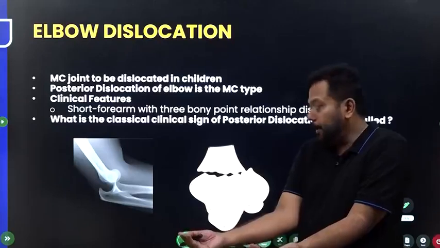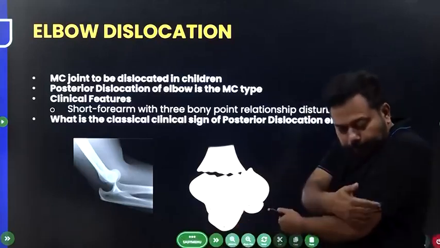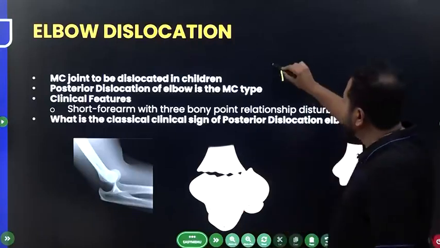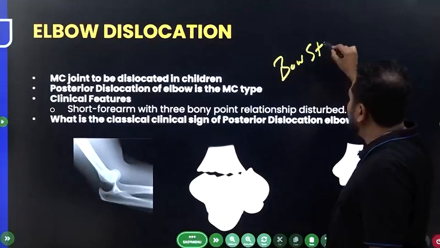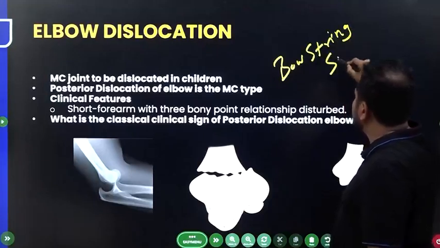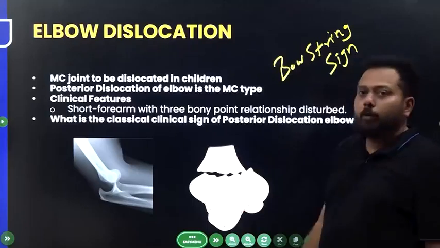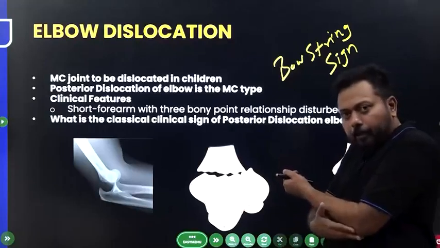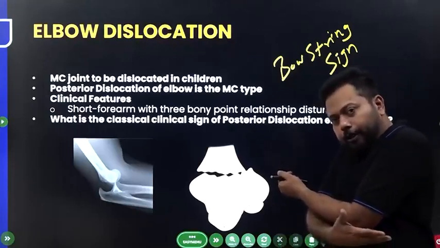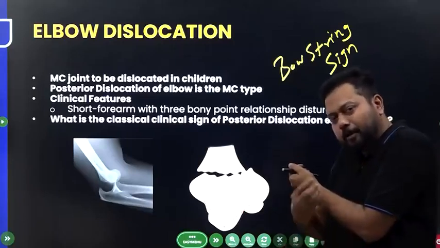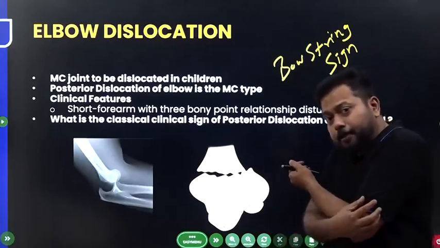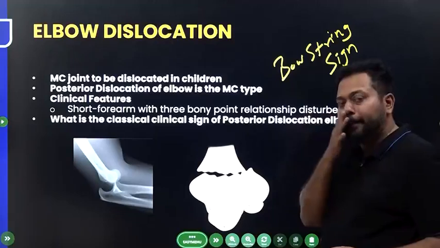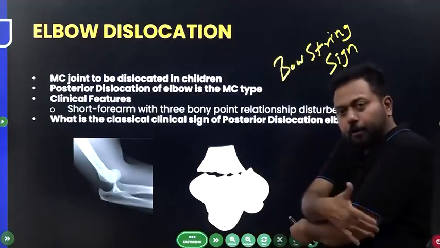And what happens when you see here? The triceps tendon stands out prominently, and that is called bowstring sign. What is the classical sign of elbow dislocation? Bowstring sign. Because the ulna is pushed posteriorly, the triceps got relaxed. So the triceps tendon stands out prominently like a bow and arrow bow. So that's called a bowstring sign.